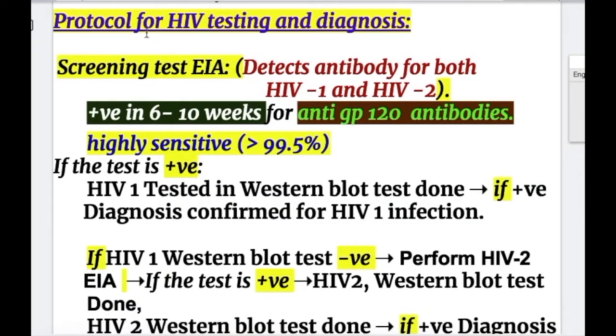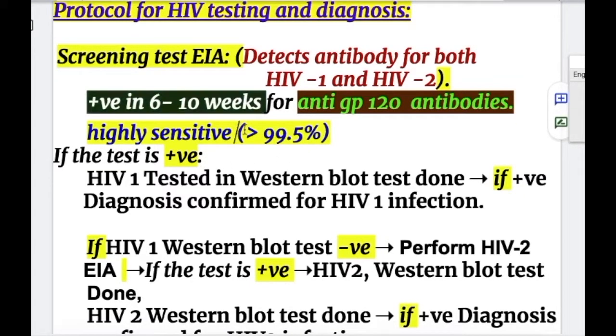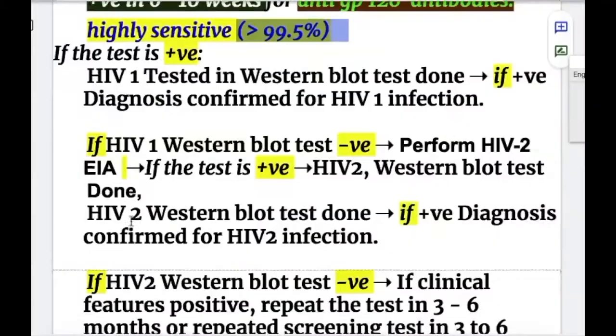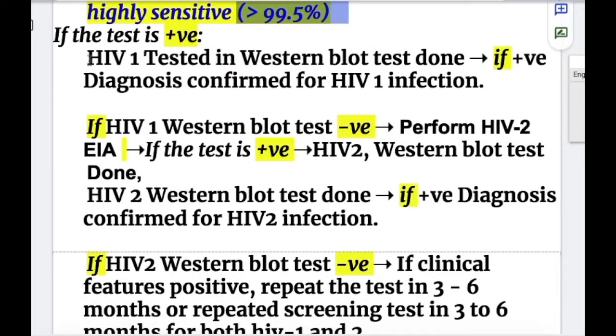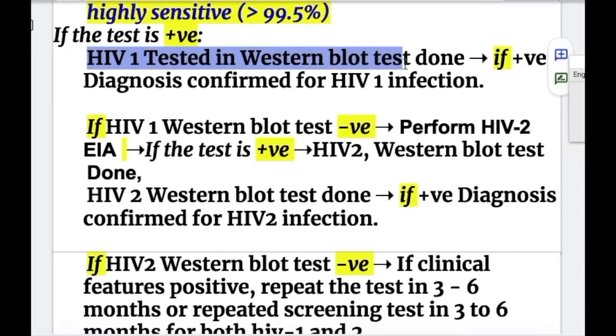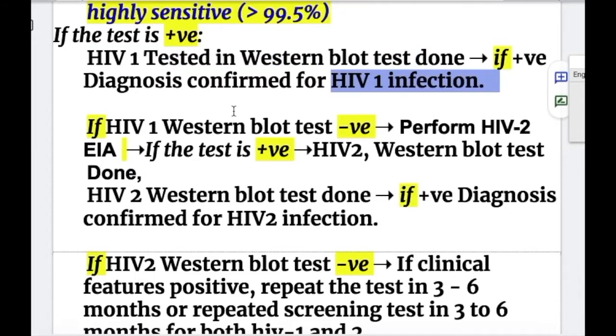Now, the protocol for HIV testing and diagnosis. Screening test EIA detects antibodies for both HIV-1 and HIV-2, as I already mentioned, positive in 6 to 10 weeks for anti-GP antibodies. It is highly sensitive in more than 99.5% of cases. So if this screening test is positive, then HIV is tested in the Western blot test. If HIV-1 is positive in the Western blot test, the diagnosis is confirmed for HIV-1 infection.